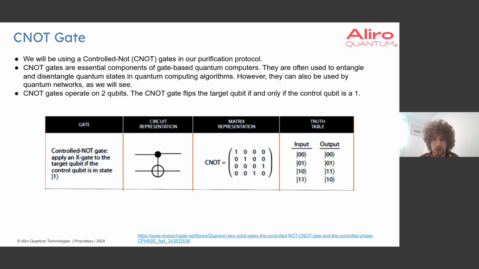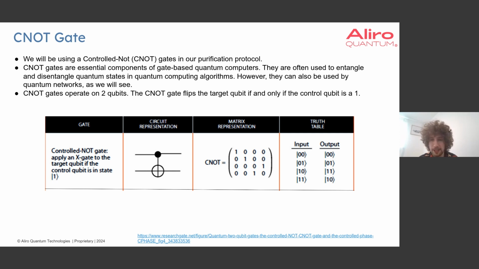We will be using a controlled NOT or CNOT gate in our purification protocol, so we'll first introduce it here. CNOT gates are essential components of gate-based quantum computers. They are often used to entangle and disentangle quantum states in quantum computing algorithms. However, they can also be used in quantum networks, as we will see.